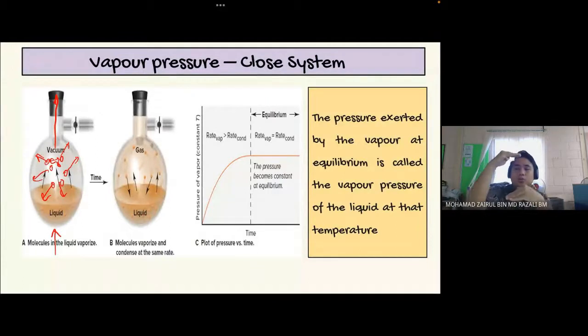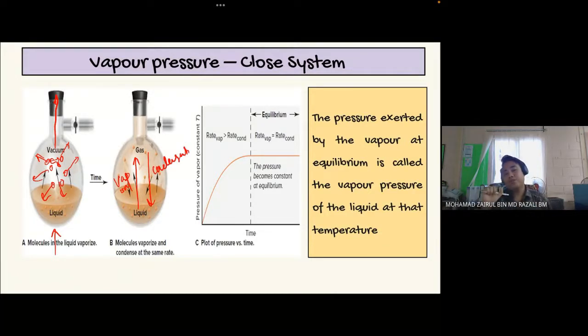So kalau awak tutup rapat container awak tu, liquid kepada gas, kita panggil dia sebagai vaporization. Gas to liquid kita panggil sebagai condensation. Now, at one point of your reaction tu, the rate of vaporization maknanya berapa lama awak nak convert kepada gas dan berapa lama awak nak convert gas kepada liquid balik akan jadi sama. So when the rate of vaporization and also the rate of condensation become the same, state ini kita panggil dia sebagai dynamic equilibrium.